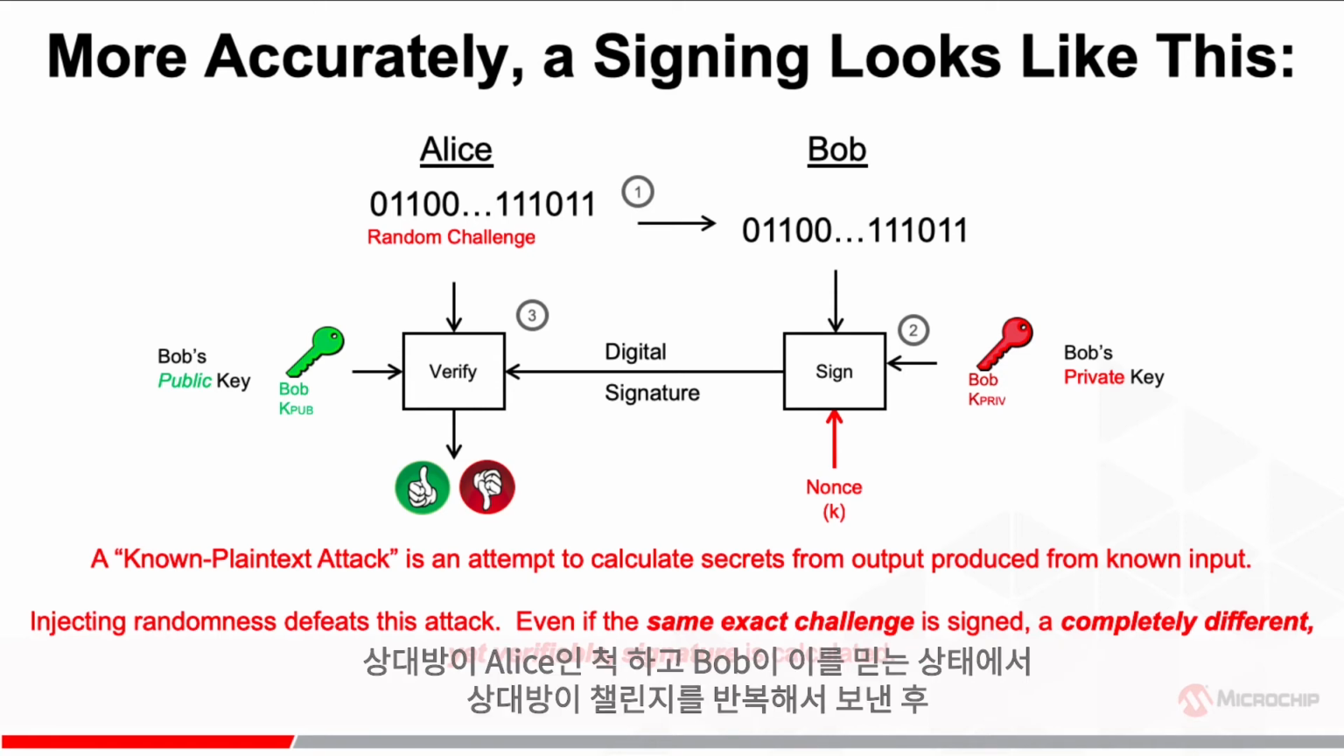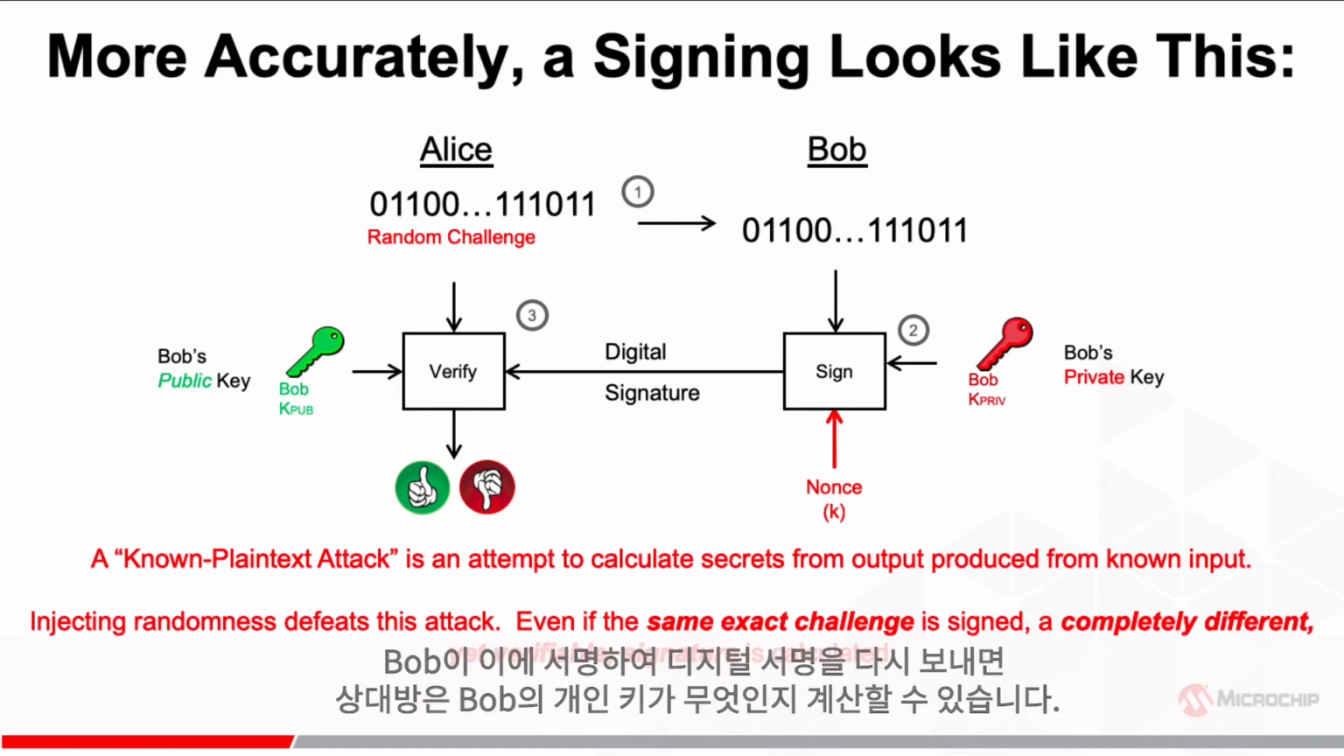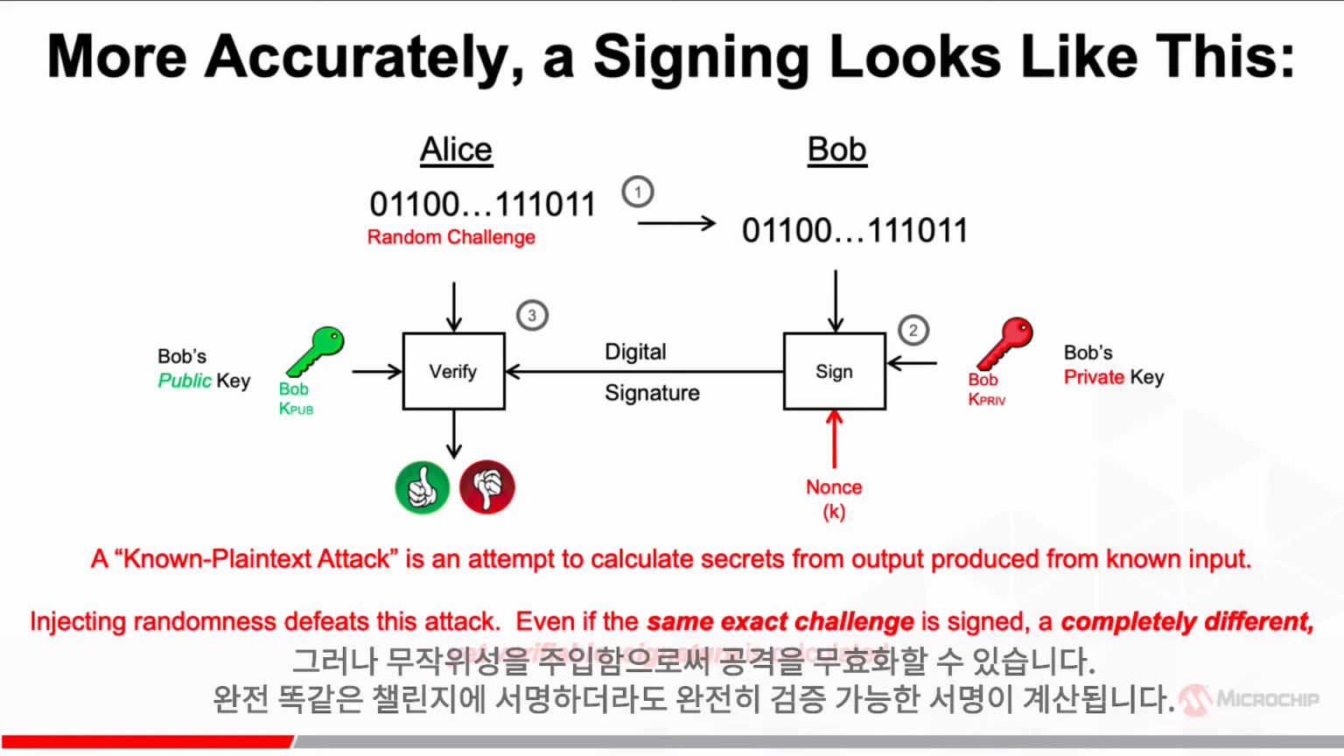If you can imagine an adversary poses as Alice and Bob believes them, and the adversary sends them challenge after challenge after challenge, and then Bob signs them and sends back the digital signature. The adversary would be able to calculate what Bob's private key is. But by injecting randomness, this defeats that attack. Even if the same exact challenge is signed, a completely different yet verifiable signature is calculated.